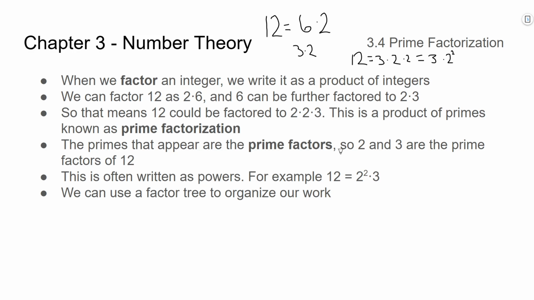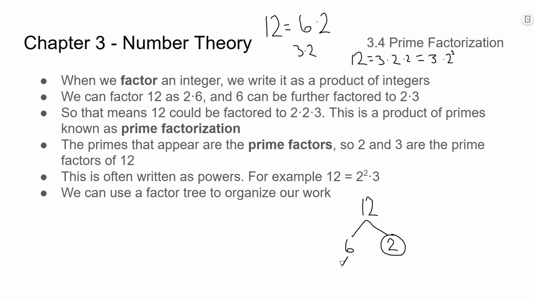We can use a factor tree to organize our work. A factor tree would look like this. So we'd have our number at the top, so we have 12 at the top. Then we'll break that into two integers that would multiply to be 12. So in the case that we did, 6 and 2. And then if you reach a prime, you can circle that to know that you're done with that branch there.